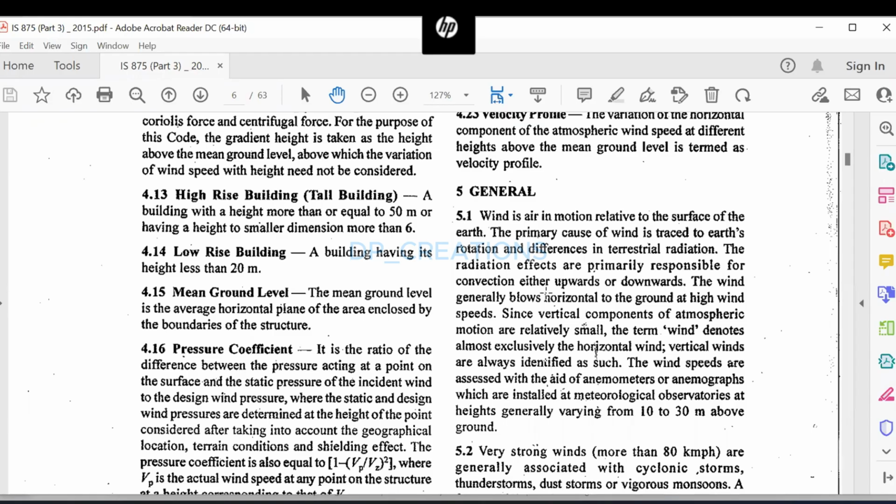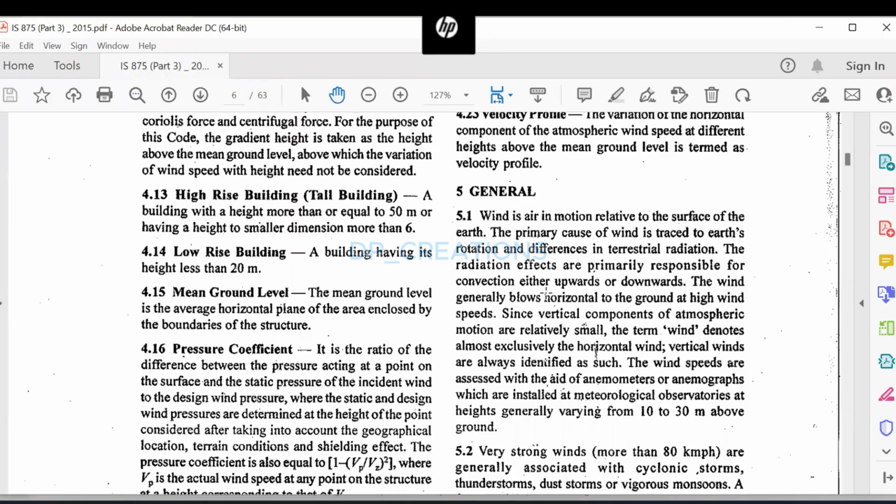Apart from that, a shorter height also can be termed a tall building if the height of the building is more than 6 times the width or shorter dimension. As I told you, you have a 4 meter width and you have built an 8-story building. The 8-story building is around 25 meters high, and 25 by 4 is more than 6. Then also it will be termed a tall building. Understood?